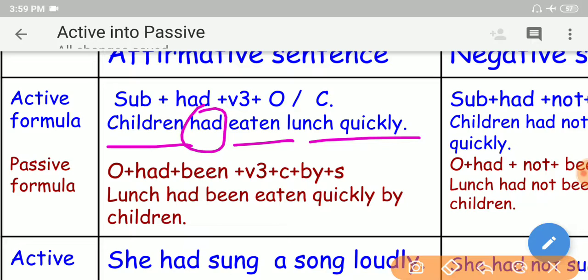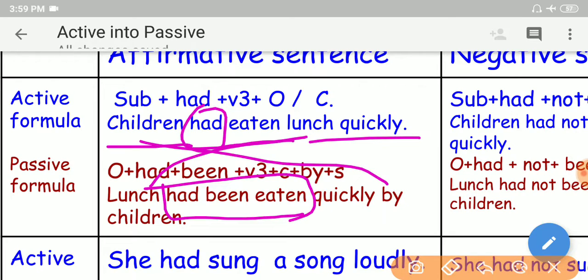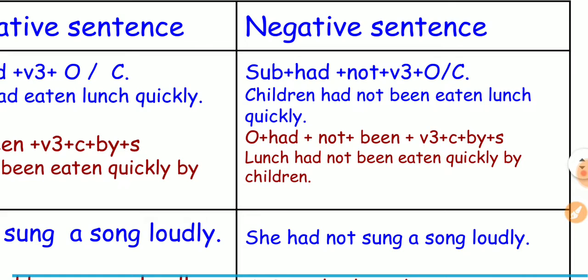Passive voice is also the same. The object is brought to the subject position. The subject should be sent to the object position. Again, had eaten changes into had been eaten. The remaining should be the same. So here also, the negative sentence.